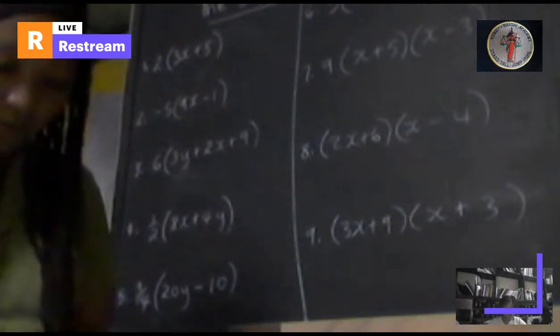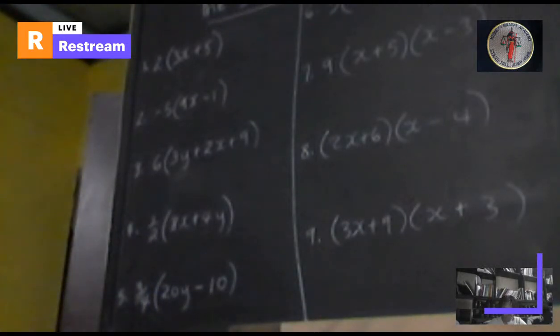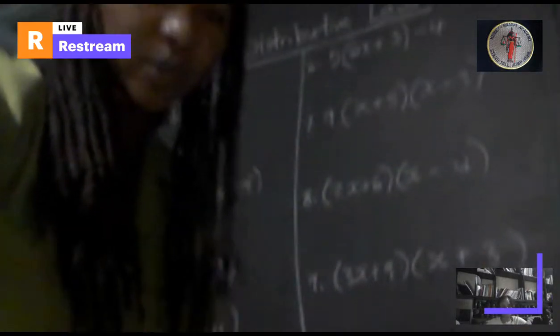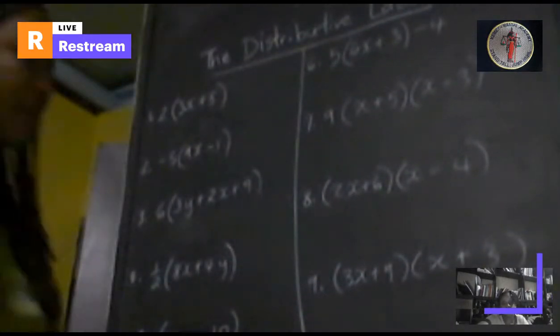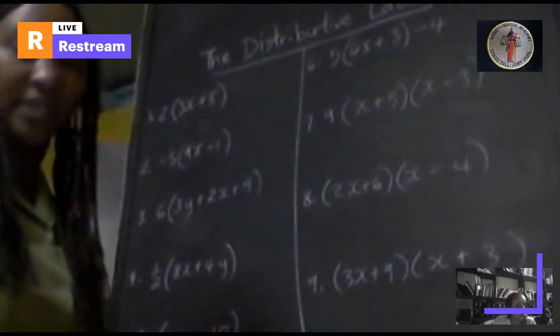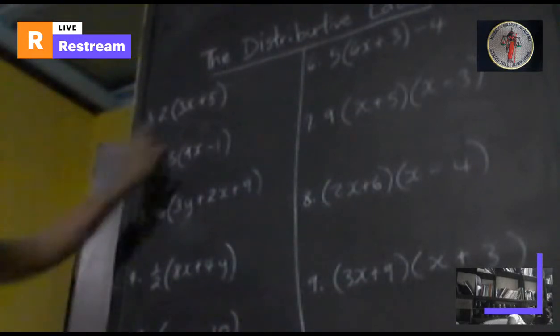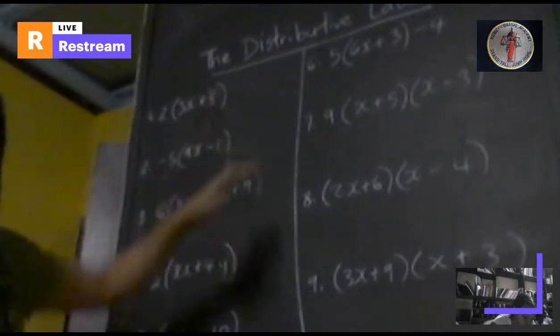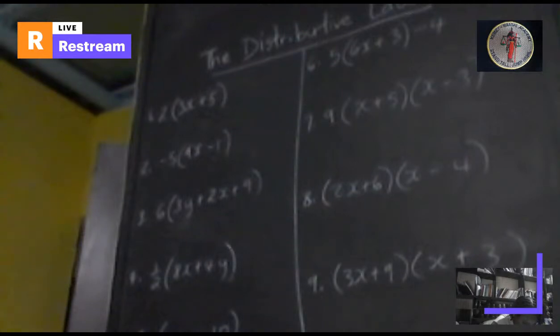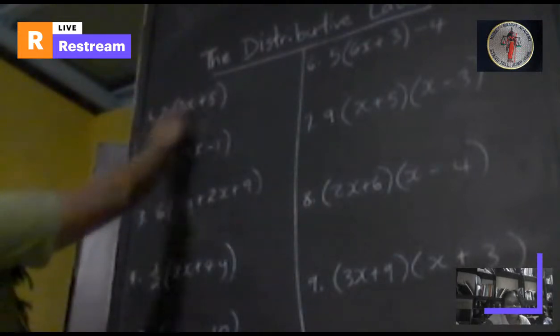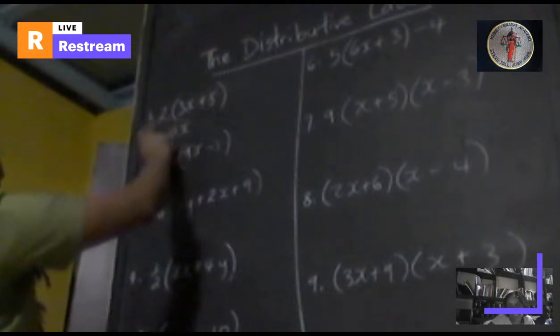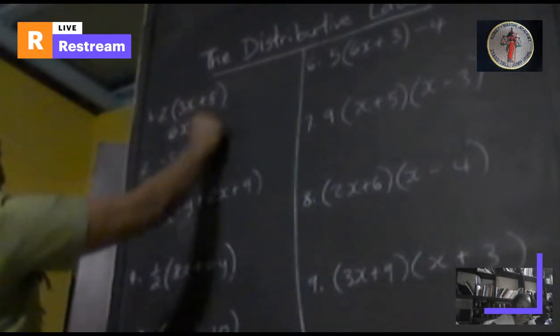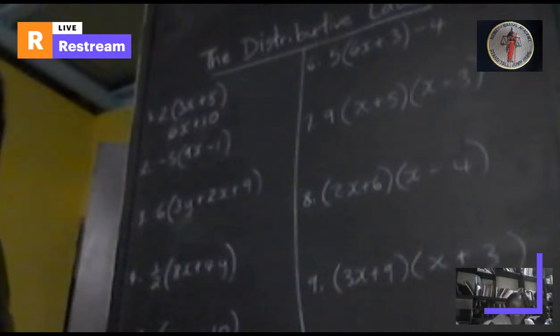I have several of them on the board because I wanted to make sure to include all or at least most of the examples that you're going to be seeing for the distributive law. So here we have a very simple example. We have 2, bracket, 3x plus 5, bracket. Remember we said for the distributive law, whatever is in front of the bracket, we multiply that by what's inside the bracket. So it will be 2 times 3x, which is 6x, and 2 times 5, which is a positive 10, because it was a positive 5.